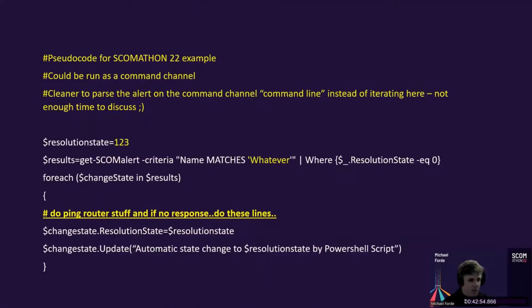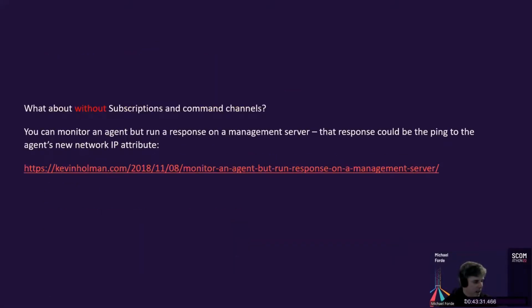Pseudocode for SCOM 22 example. So this is something you can put in a command channel. It's only pseudocode here. So resolution state, I'm just making one up, 1, 2, 3. If the SCOM alert matches whatever you're looking for. So in this case, that we have heartbeat failures or cannot connect to a computer, and it's still in the new queue, then pump through all the ones you got and change the resolution state once you've done a ping to the router stuff, which I don't have in here. So this is how you could do it. This is a useful little bit of code.